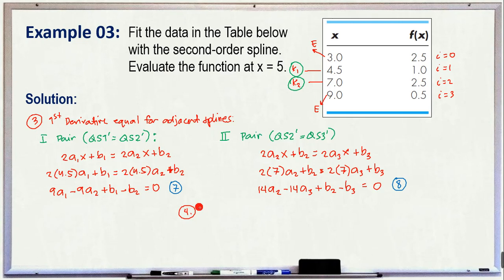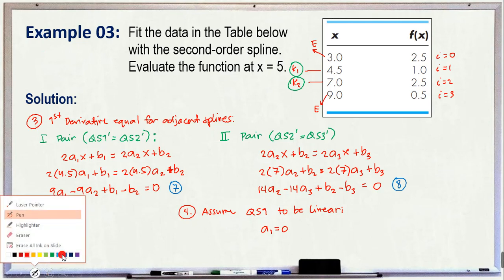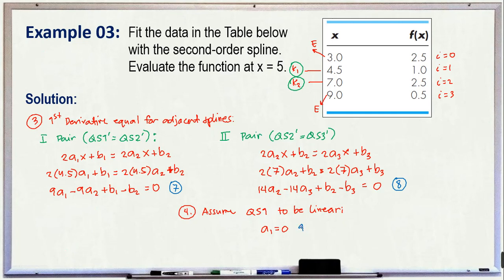Now, what is our ninth? Class, what is our ninth? Okay, assume QS sub 1 to be linear. If it is linear, a sub 1 should be equal to 0. And that concludes our solution in finding the 9 equations. Okay, the nine are complete.